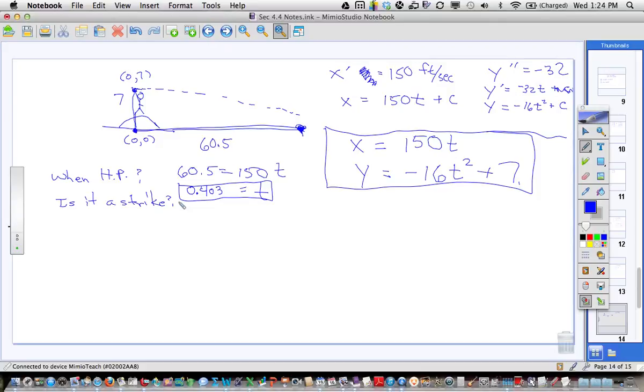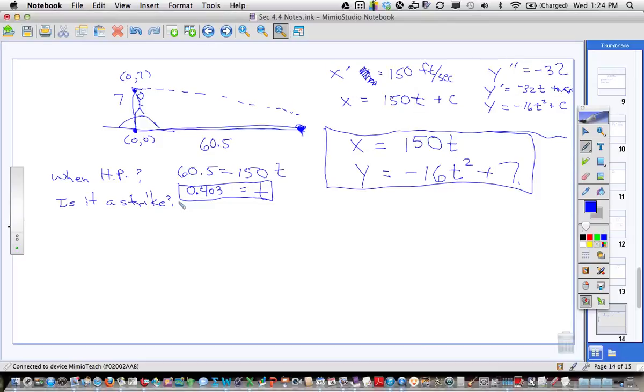Now we won't be able to count whether it's inside or outside, because that would be a third dimension, right? That's right. And so we'd have to be given some sort of parameters what a strike is. But what is the question really asking? How high is it, which is what variable?